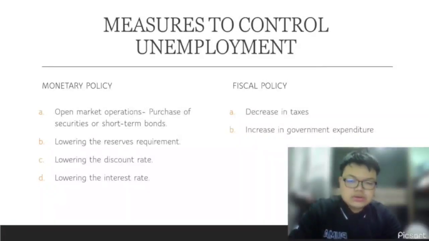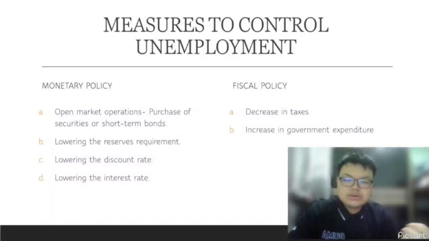In open market operation, the central bank may buy short-term bonds, government securities and treasury bills from individuals as well as institutions. The purchase of securities can increase the money supply and increase the purchasing power of individuals and firms.